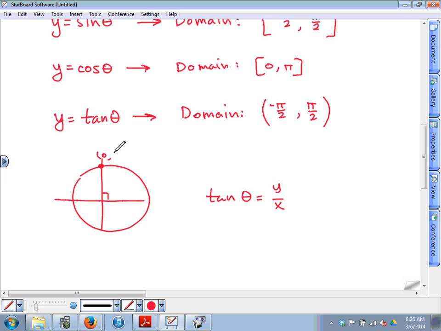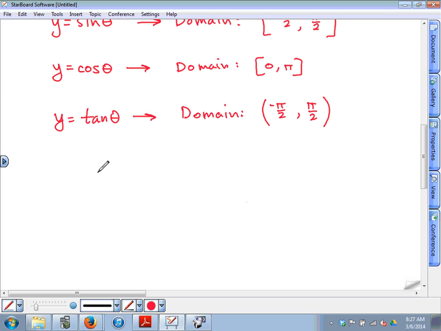0, comma... You can't divide by 0. It's 0, comma 1, because a unit circle has a radius of 1. This point is 0, comma 1. That means x is 0 and y is 1. Well, if I asked you for the tangent of 90, it would be 1 divided by 0. And what's the problem with that? It just doesn't work. So that's why the tangent of 90 is undefined.